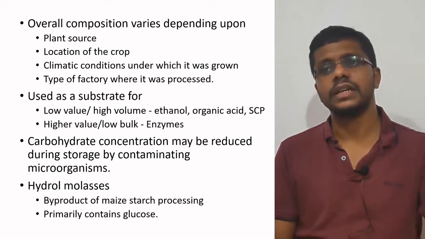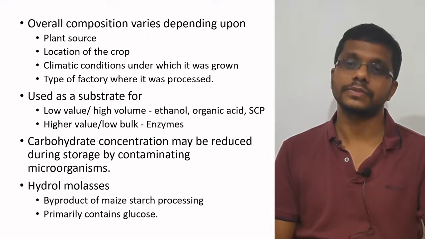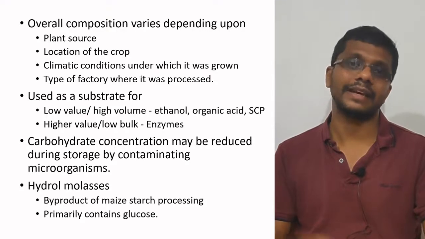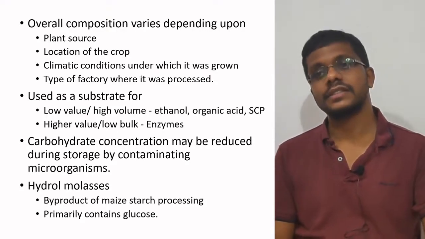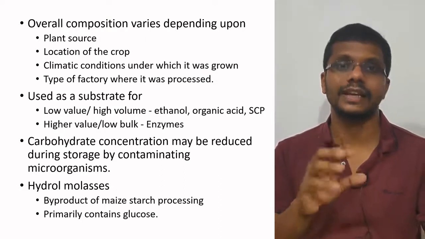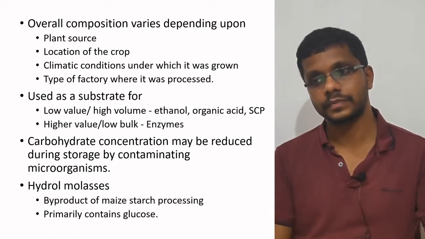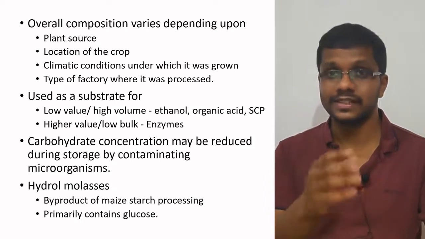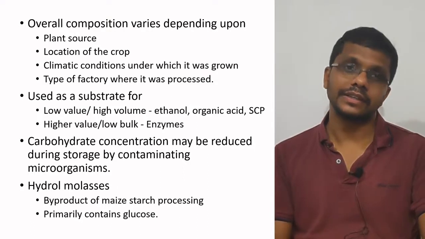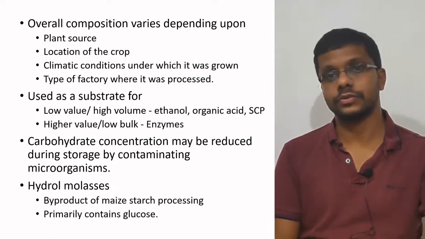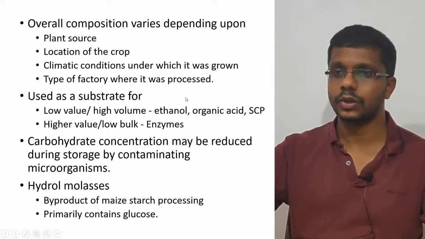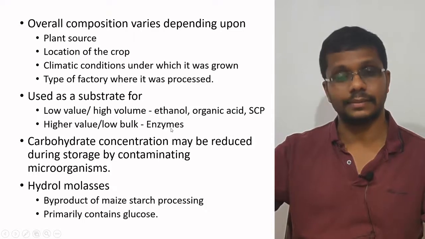It is also used for fermentation of some of the high value products such as enzymes, but for the production of secondary metabolites like antibiotics, we don't really use molasses as a substrate. The reason is that molasses contains mostly readily available sugar, sucrose. So, as I told in the previous video, the readily utilizable sugars will inhibit the production of secondary metabolites. But this molasses can be used for the production of primary metabolites like ethanol, organic acids, or the biomass and enzymes.